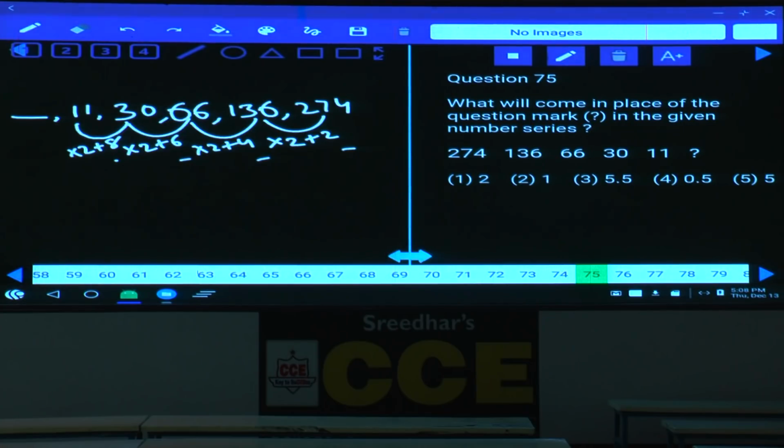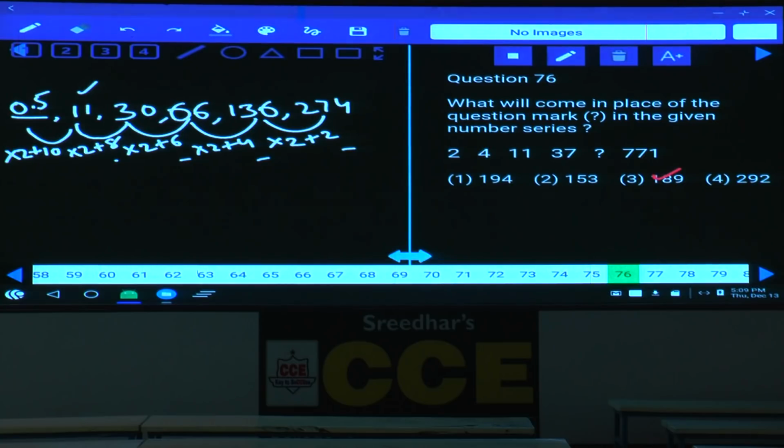And the next one must be x into 2 plus 10 must be 11. x into 2 plus 10 is 11. 11 minus 10 is so much? 1, isn't it? This 1 we are getting by multiplying with 2. Then what should be the number here? 0.5. Now 0.5 into 2 is 1. 1 plus 10 is 11, isn't it? Hence what is the number here? 0.5, that is choice 4. 75.